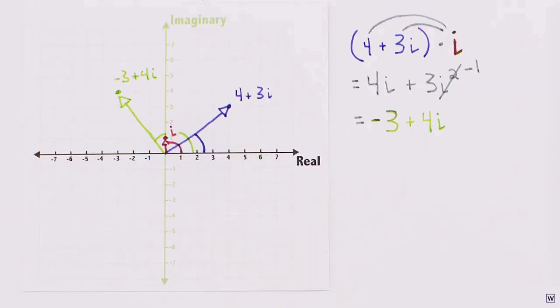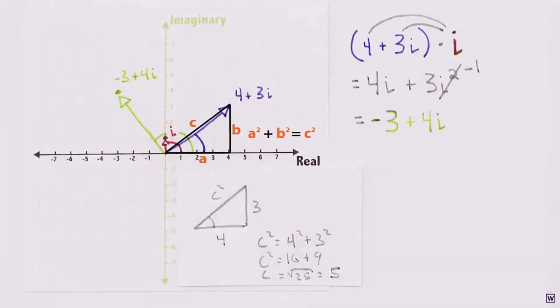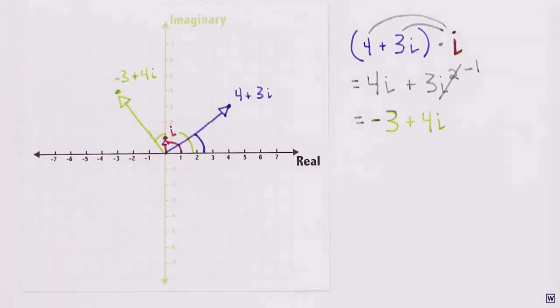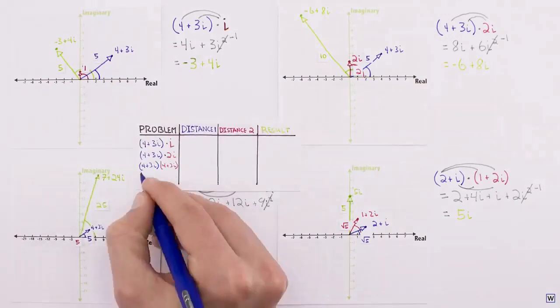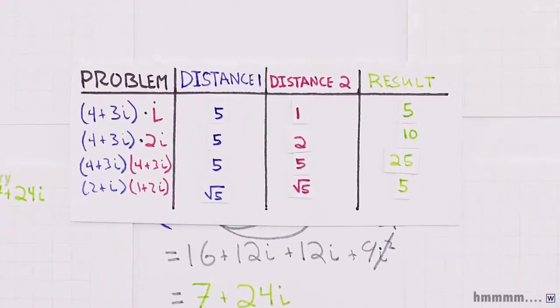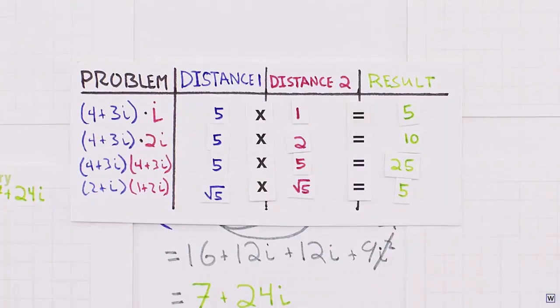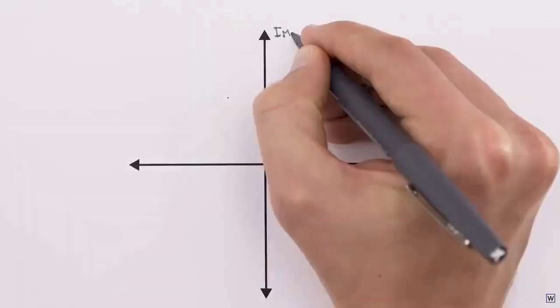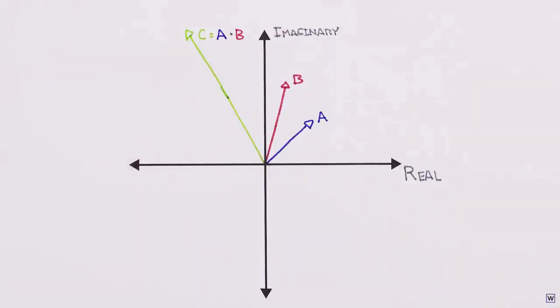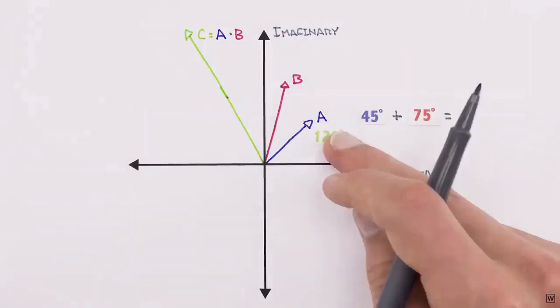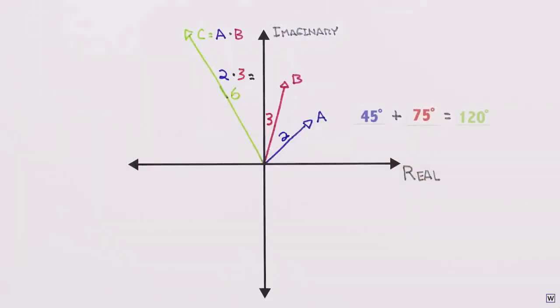We can measure the distance between the origin and our complex numbers by forming right triangles and using the Pythagorean theorem. Just as before, let's compute our measurement for each example and look for patterns. After some more pondering, we see that if we multiply our distances, we obtain the distance from the origin of the result. We now have the complete picture. When we multiply complex numbers on the complex plane, their angles from the real axis add, and their distances from the origin multiply. This is the connection we were looking for between complex multiplication and the complex plane.